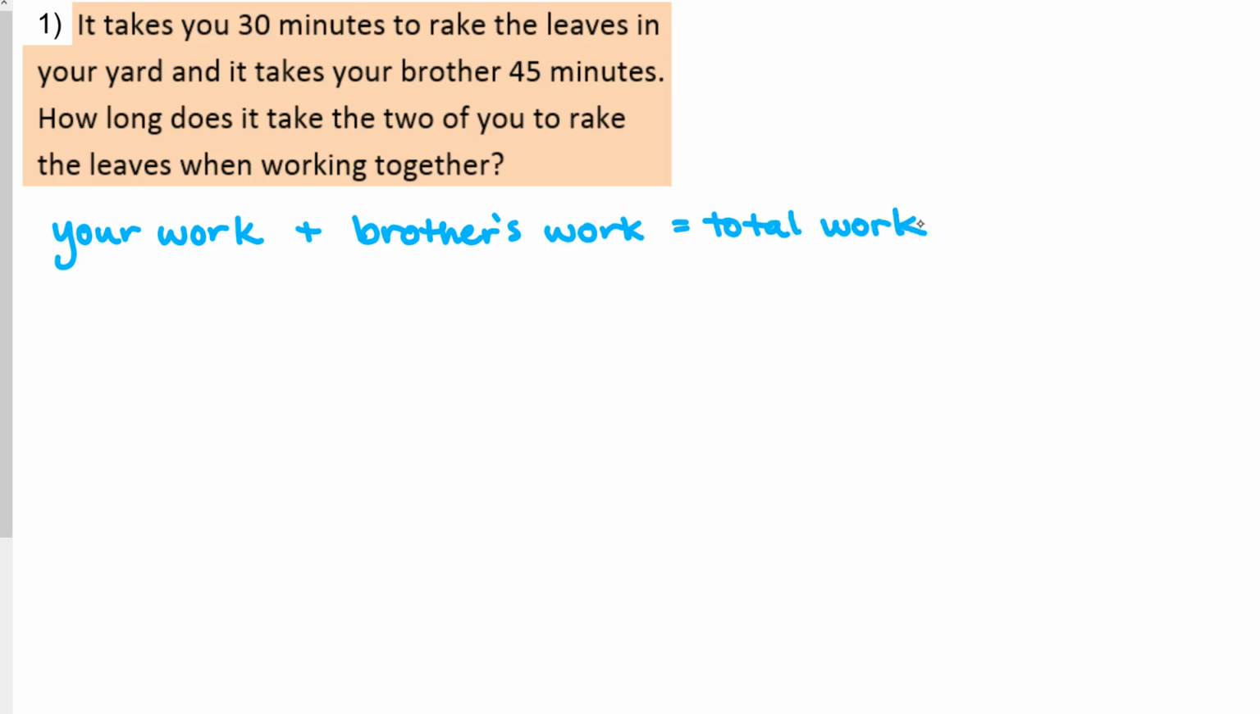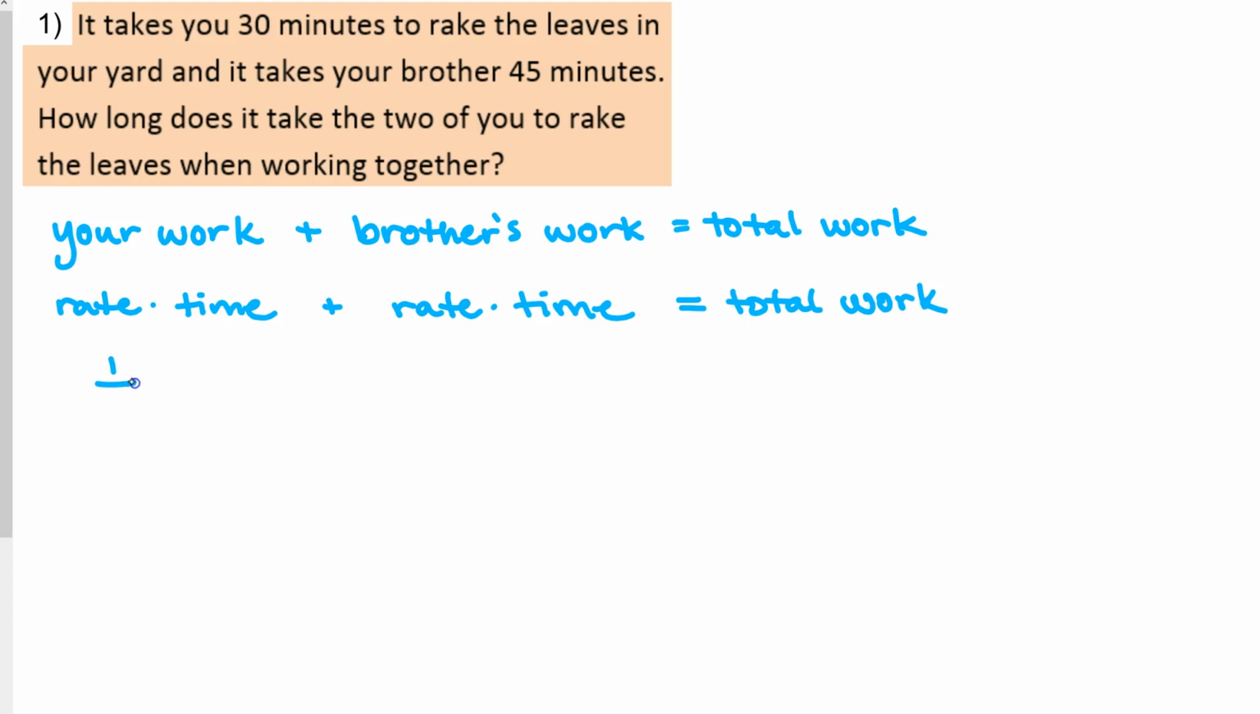And to figure out your work, we need to take your rate times your time. And to figure out your brother's work, we need to take your brother's rate times his time. And that's going to give us the total work done. Okay, so what's your rate? Well, you can rake the yard in 30 minutes. So your rate is 1 yard per 30 minutes.